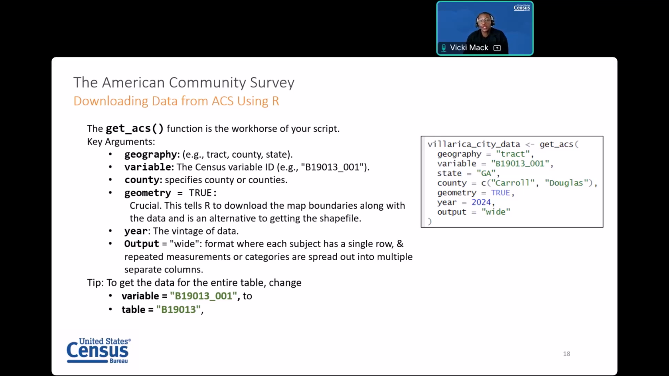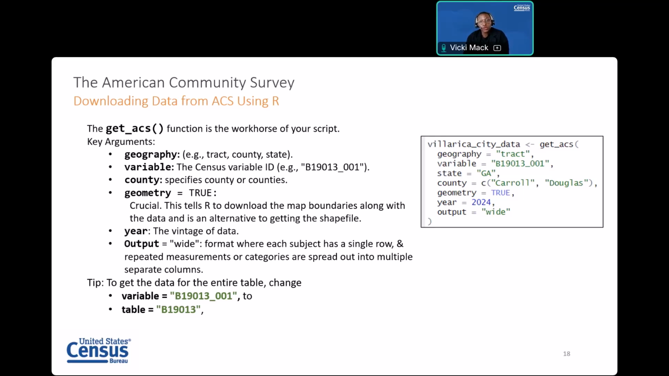Variable refers to the census variable ID, like the example shown here in the table: B19013. That variable ID is B19013_001. County specifies the county or counties which you need for mapping census tract data. The R code snippet is a perfect example of how tidycensus handles cross-county geographies like that for the city of Villa Rica.